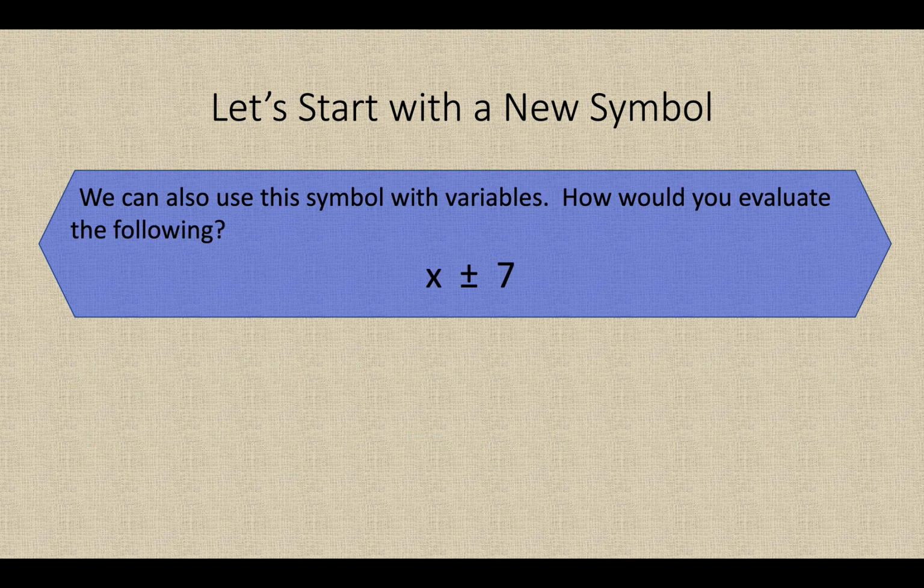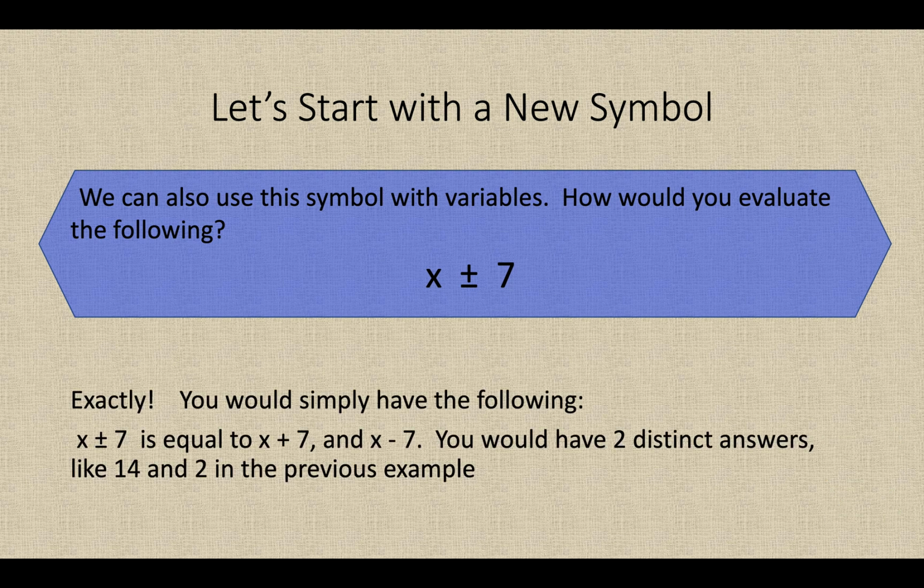We can also use this symbol with variables. And so let's throw an x in the mix and see what happens. How would you evaluate the following? Exactly. You simply have the following. X plus or minus 7 is equal to x plus 7 and x minus 7. And so you'd have two distinct answers like we had previously with numbers, 14 and 2.